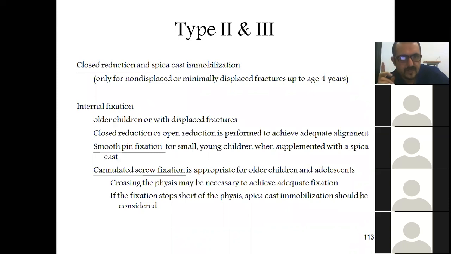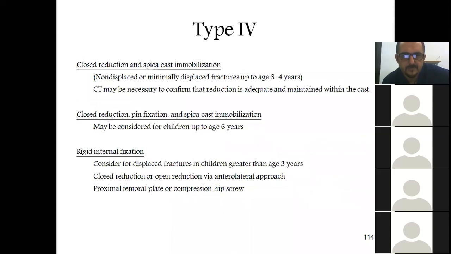Remember that type 2 fractures are the transcervical fractures and it is difficult to assess the displacement. So you can do internal fixation with smooth pins, and cannulated screw fixation can also be done in older population. Type 4 fractures are intertrochanteric, just like the intertrochanteric fractures of the adult. And the treatment is, if it's undisplaced, you can put a spica cast, or you can do a closed reduction and pin fixation in a child up to 6 years. Otherwise, if it's displaced and the child is older, you can go through a lateral approach and fix with a plate or compression hip screw.